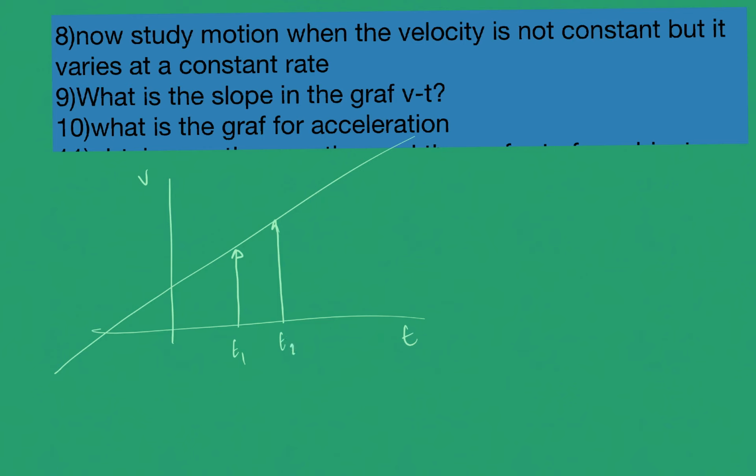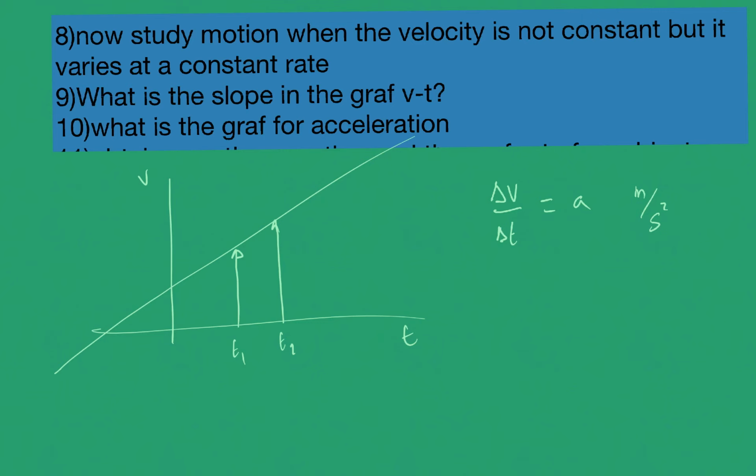What is the slope in the graph v of t? It is delta v divided by delta t. And how do we name this slope? We name this slope the acceleration, and we use the unit for acceleration meters per second squared. I have explained this in class.